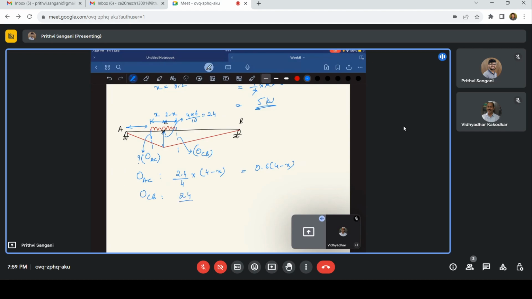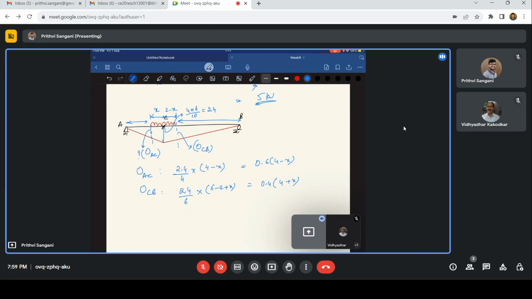divided by the slope. The slope, actually, is 2.4 by 6, times this length. Okay, how much is that length? So that length is 6 minus 2. Okay, let me write 6 minus 2 plus x. That is 0.4 times 4 plus x. So yeah, these ordinates we are able to find.